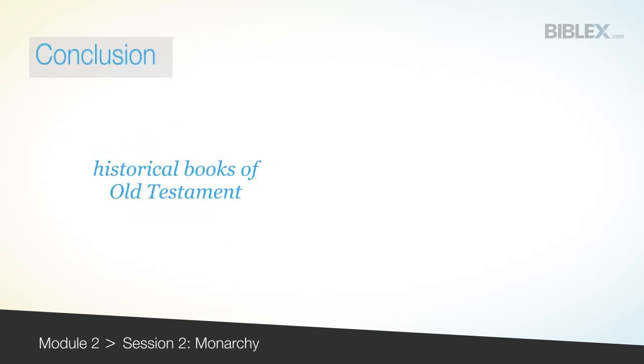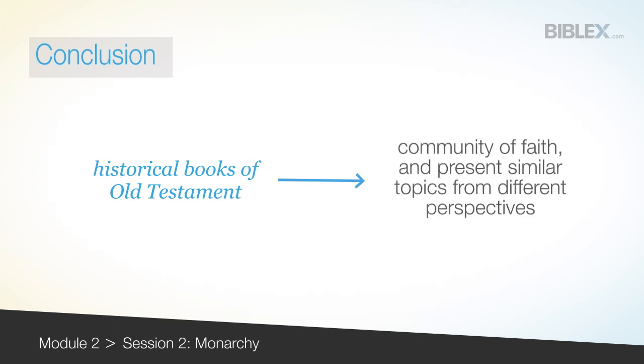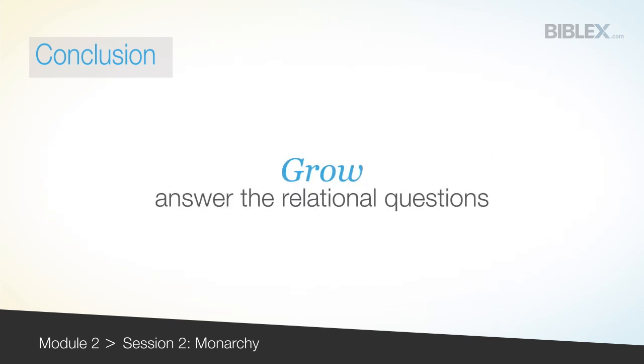The historical books of the Old Testament represent the community of faith and present similar topics from different perspectives. Many times we see a correlation between the books. An example is how we learn different views of kings and judges in 1 and 2 Samuel. We will see variations of this theme in the next session. For now, let's consider how the lessons of Samuel, Saul, and David relate to our lives by answering the relational questions.